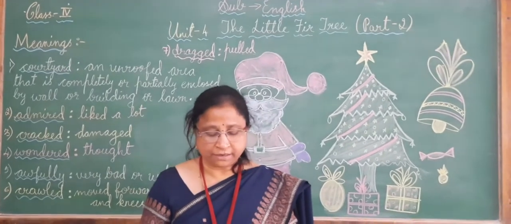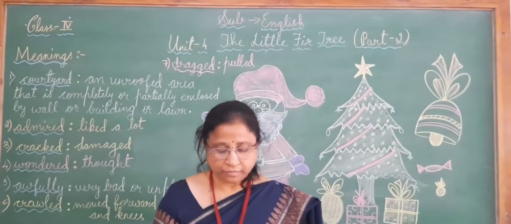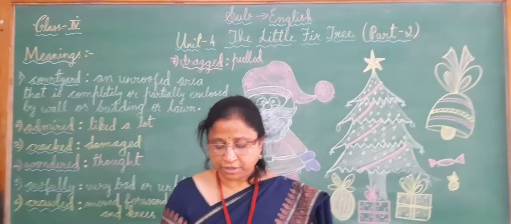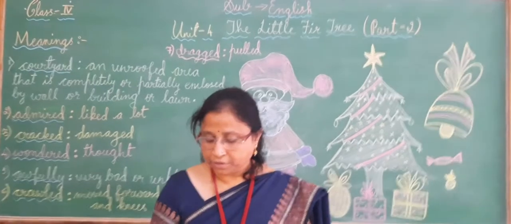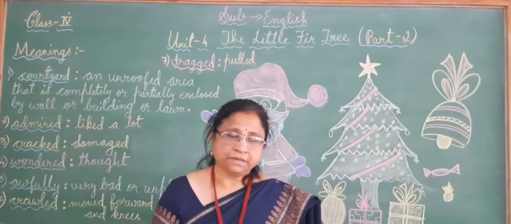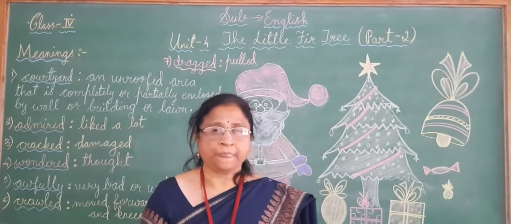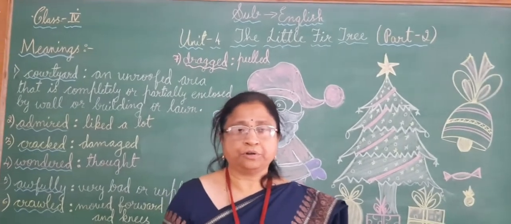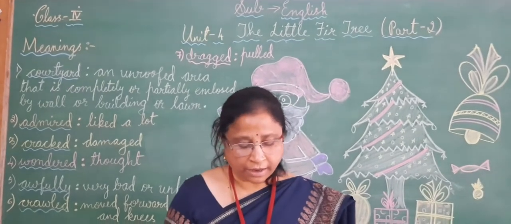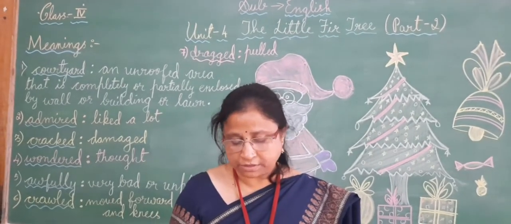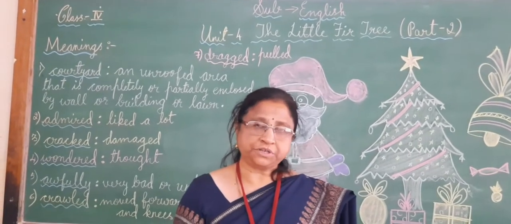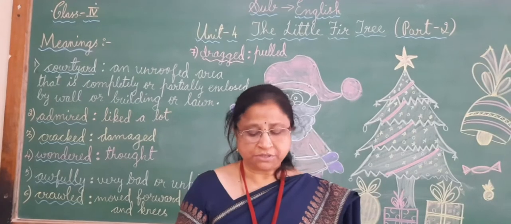So I'll start reading the lesson here. Next Christmas, the fir tree looked really beautiful. Everyone who saw it loved it. So the next year, at Christmas time, the tree grew very beautifully, and it was the first one to be cut. Everybody who saw the tree admired it and praised it.